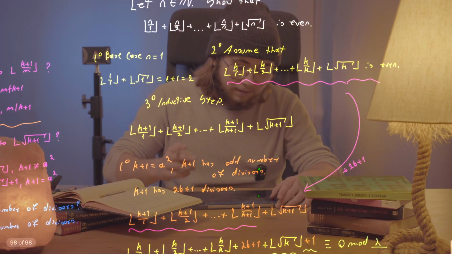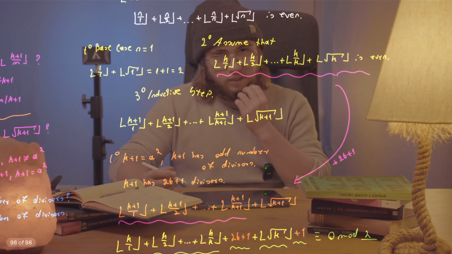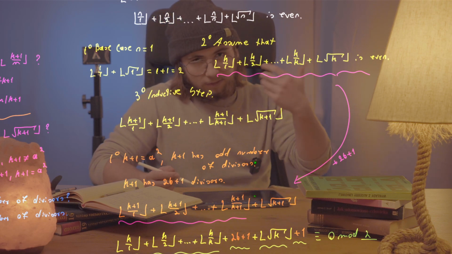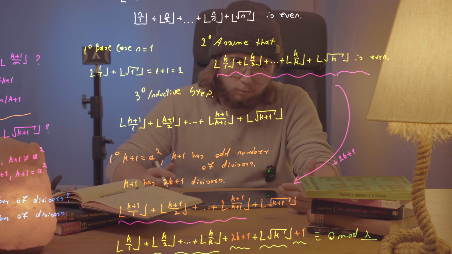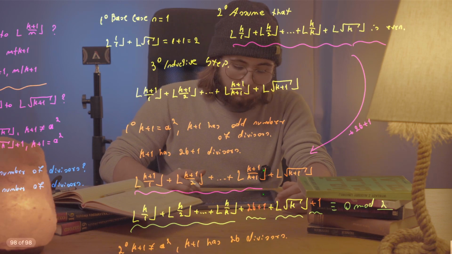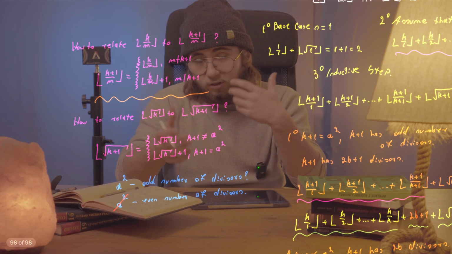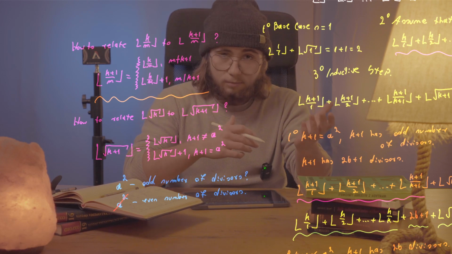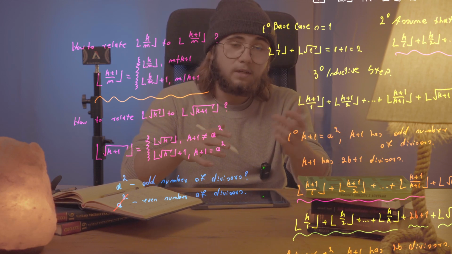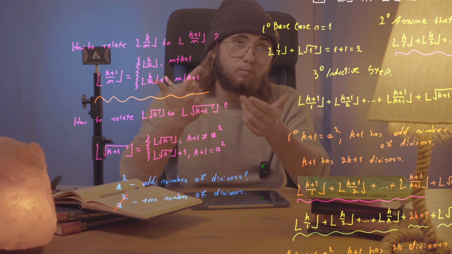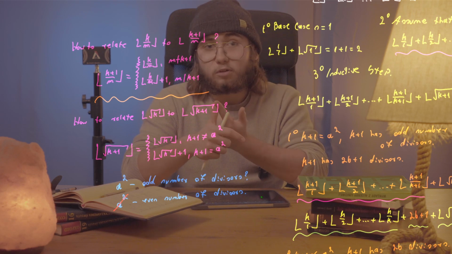Well, we proved it by induction. We checked the base case. We assumed that the sum of all of those, the floor of k over something up to the floor of the square root of k, is even. Then we thought how to relate this floor of k over m to the floor of k plus 1 over m. We managed to put up a piecewise function that would describe this relationship.